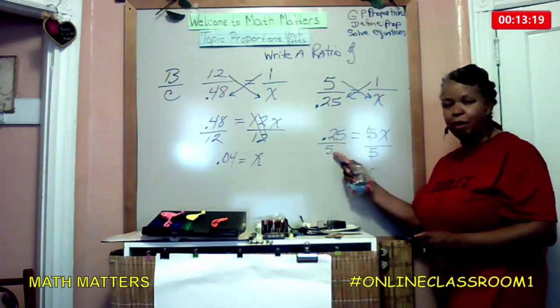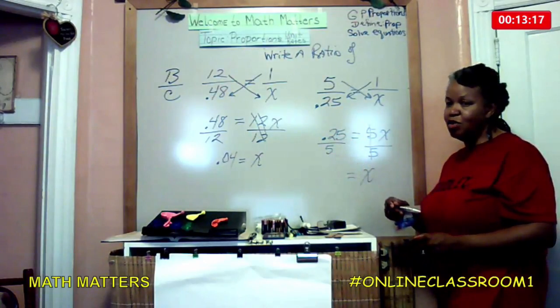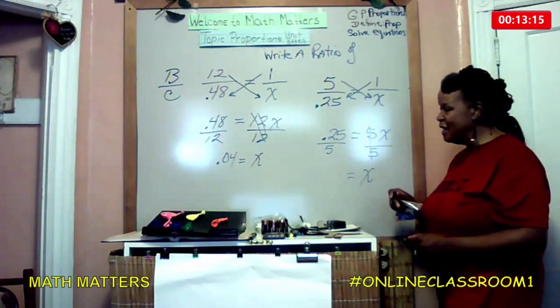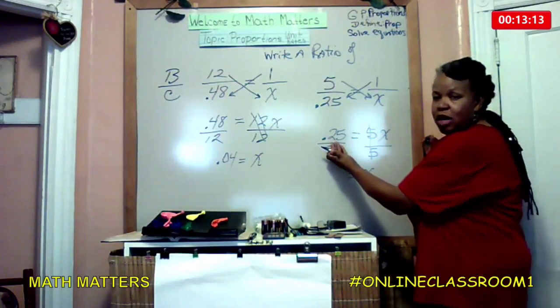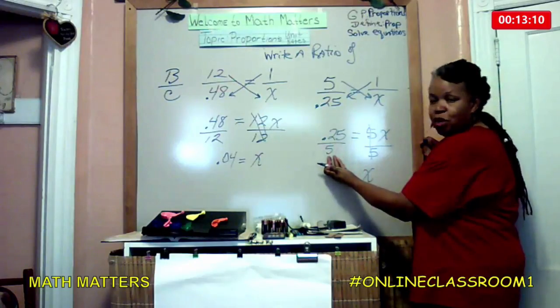25 cents divided by 5. Oh, you should know the answer already. Okay? If you have 25 cents and you divide it with 5 of your friends, how much would each friend get?